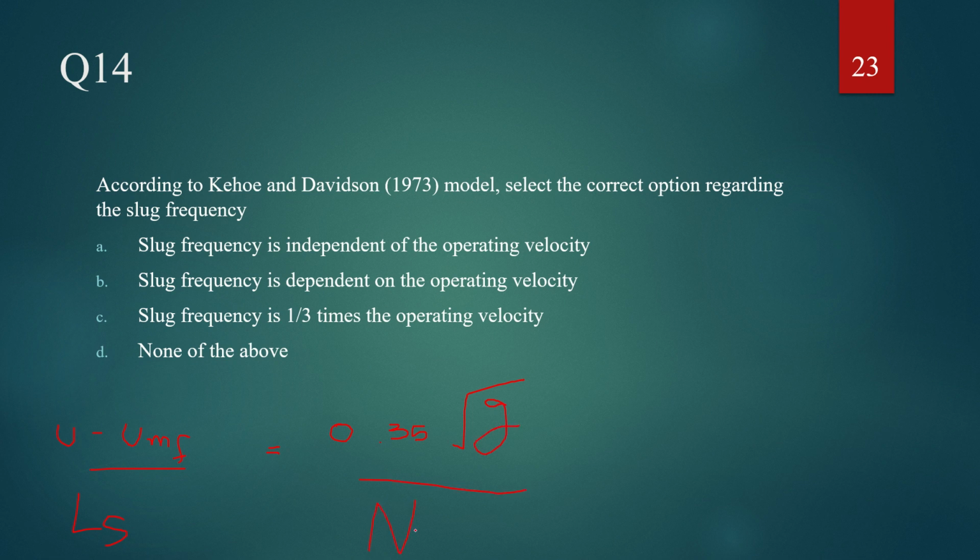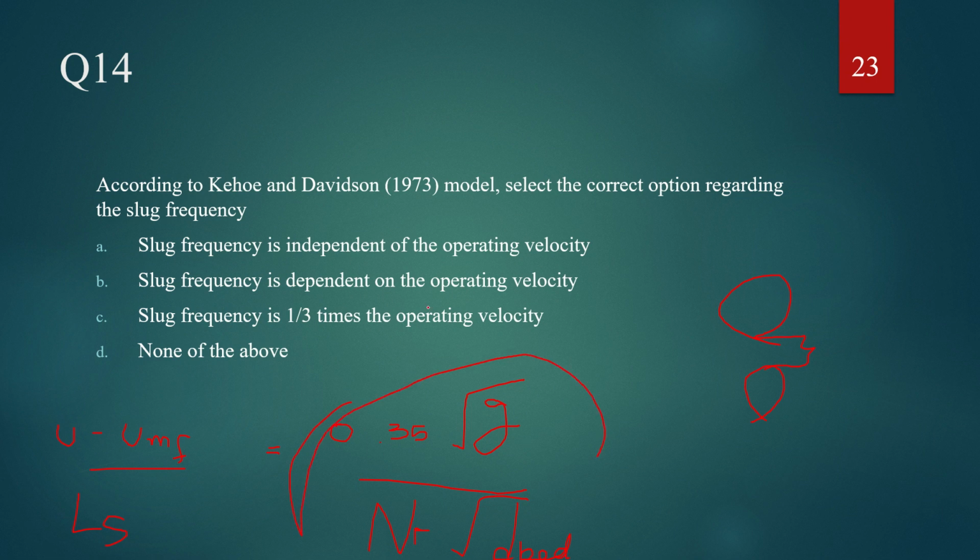Times NT. NT is defined as the number of bed diameters between the rear of the leading bubble and the nose of the trailing one. So if two bubbles are like this, how many bed diameters can be fitted between these two is given by NT. So NT into the square root of D, the diameter of the bed. So this is the final formula.